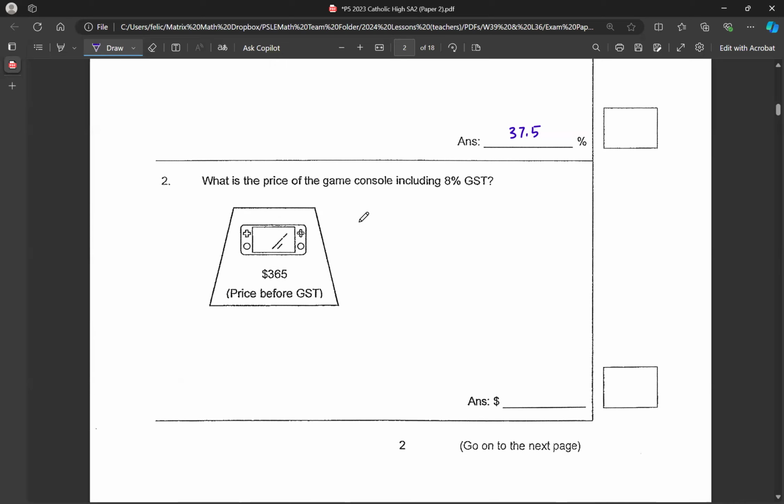All right. Another method is you can just use the one-step multiplication method. So that's what I'm going to use. So I'm just going to calculate the GST first. All right. So the GST is 8% of the original price. So in other words, if I were to calculate 8% means I can use 8 over 100 to multiply this by the original price. Multiply this by the original $365. And this will give us $29.20.